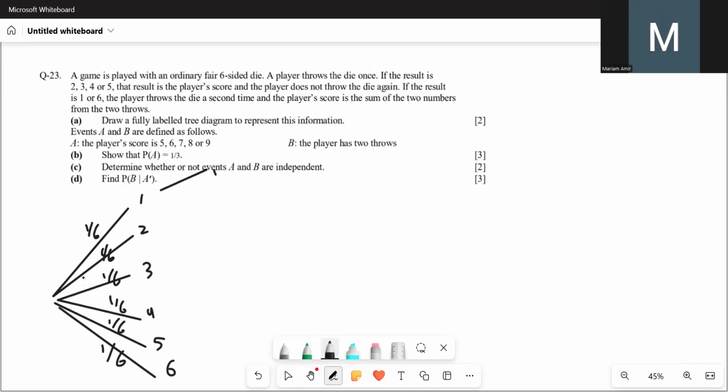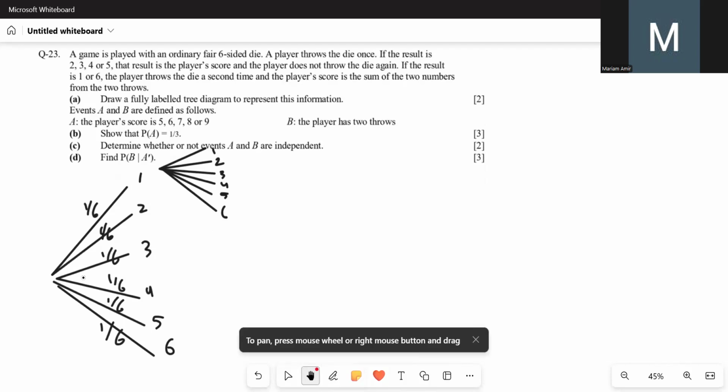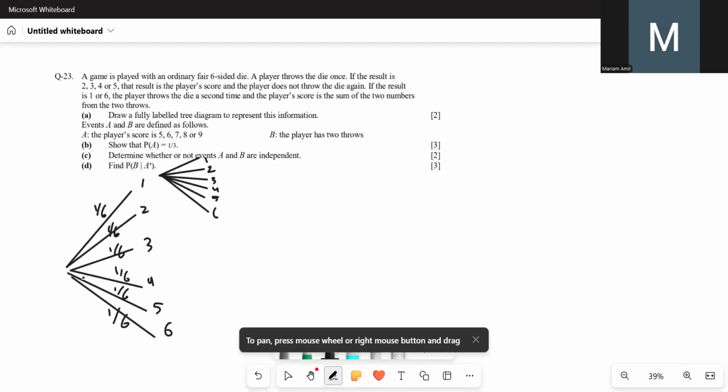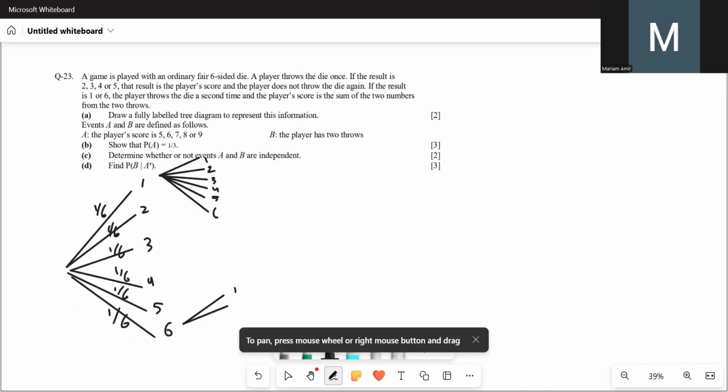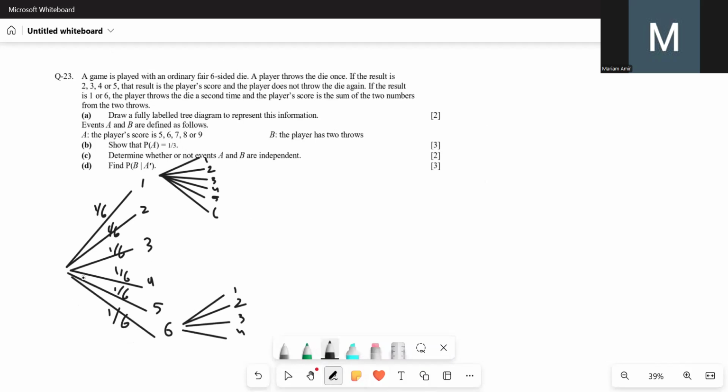So we're going to write 1 or 2, 3, 4, 5, and 6. Each of these will have a probability of 1/6 again. And similarly, 1, 2, 3, 4, 5, and 6. Each of these probabilities is going to be 1/6 as well. I'm out of space, so I'm not writing it, but you will write it. Okay, so part A is done.